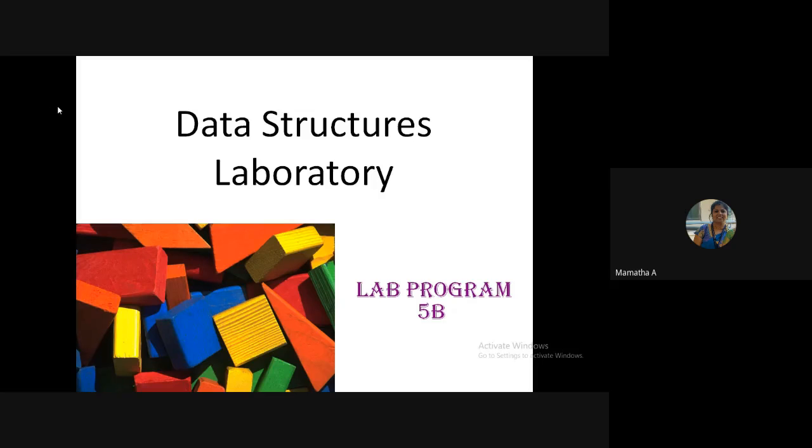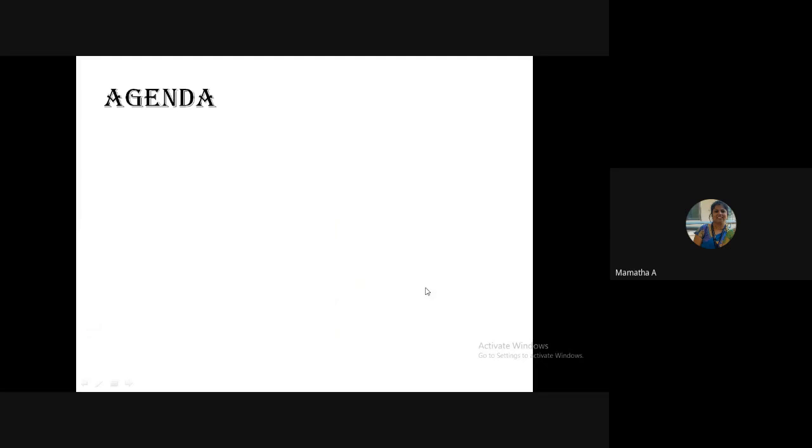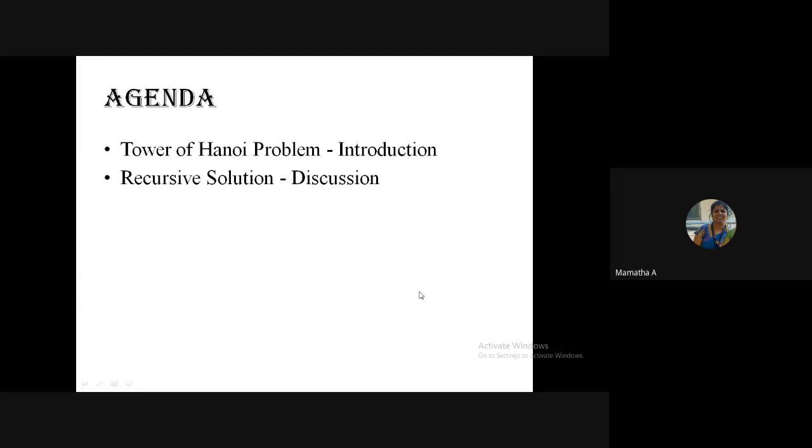So the program of today's class that we'll be discussing is lab program 5B. The agenda of today's session is to know what the Tower of Hanoi problem is, first an introduction to it, the reason being that we are writing a program to provide a solution for the Tower of Hanoi problem, and how exactly this problem is solved recursively.